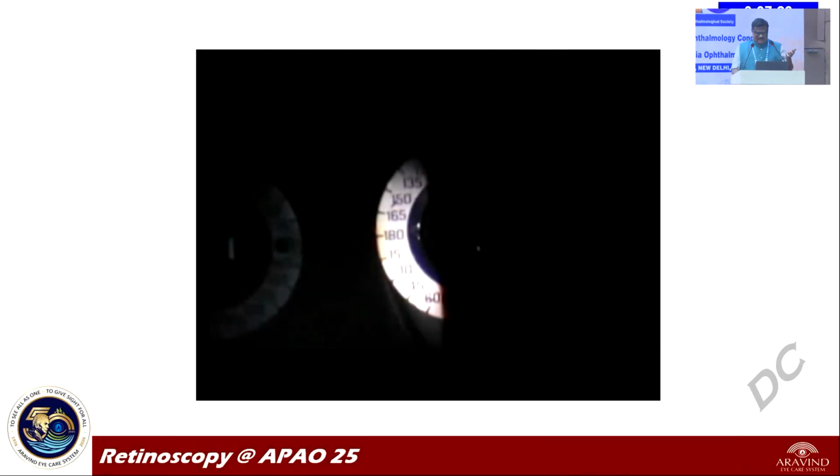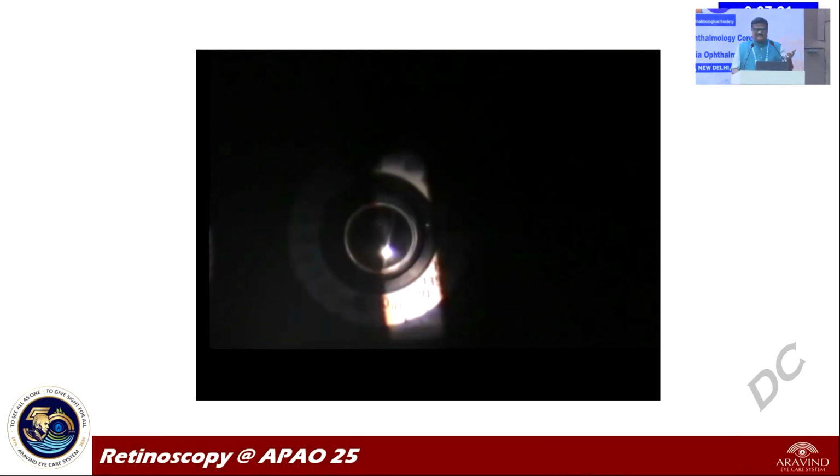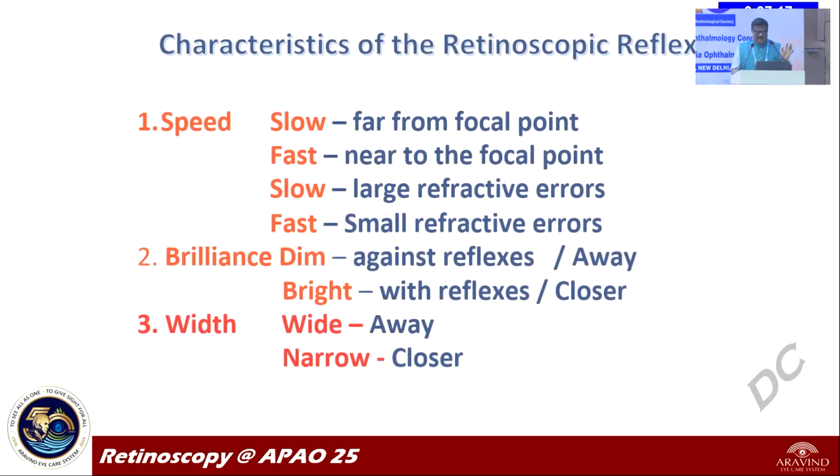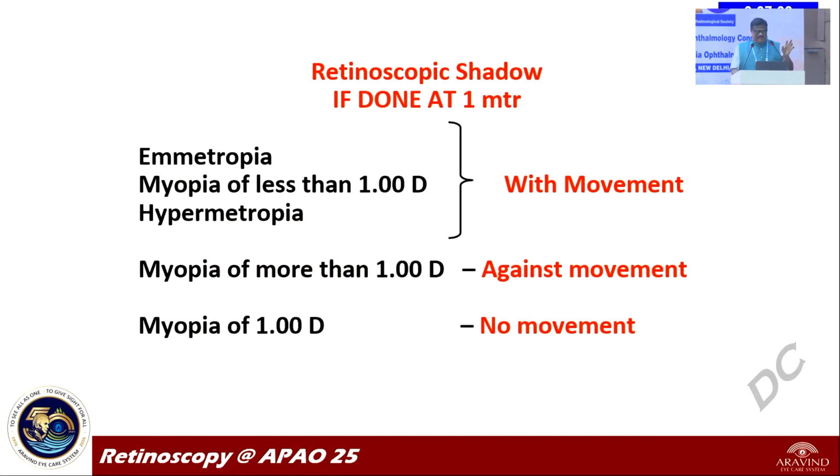Now this is a model eye where you can practice. Here you can see how the reflex is moving. You can see beautifully the reflex moving with the movement. Now there are a lot of things. If the speed is faster, you are closer to the neutralizing point. If it is brighter, you are closer to the neutralizing point. And the width becomes narrower and crisper when you come to the neutralizing point.